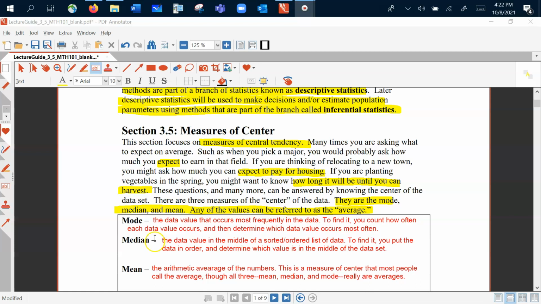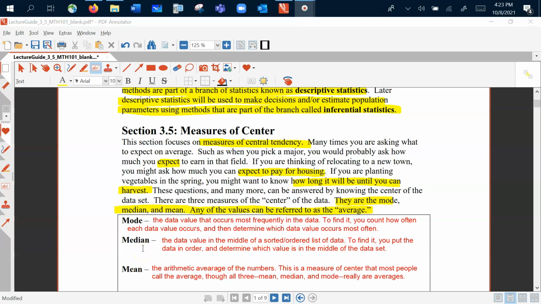The median, on the other hand, is a data value in the middle of a sorted, ordered list of data, and to order or sort the data, it has to be quantitative in nature. To find it, you put the data in order from smallest to largest, and then determine which value is in the middle of the data set. So as long as you can order your entire data set from smallest to largest, and then pick out the middle value, you can find the median.